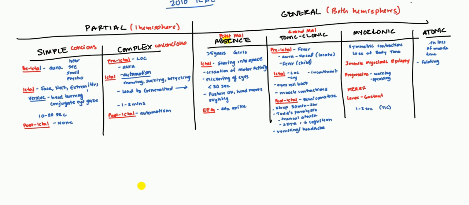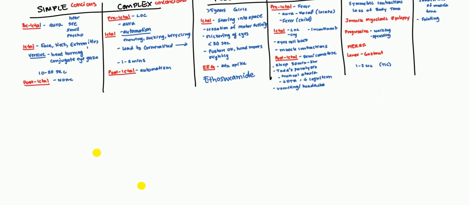In general, we have the 4 types. First is going to be absence, which is going to be staring into space, and EEG. And actually, there's a typical drug which is used for this. Ethosuximide is the drug of choice for that. Tonic-clonic, you've got the sudden muscle contractions and the post-ictal state, which is very severe on the patient. Myoclonic is associated with these congenital conditions, and finally you have atonic, which is fainting.